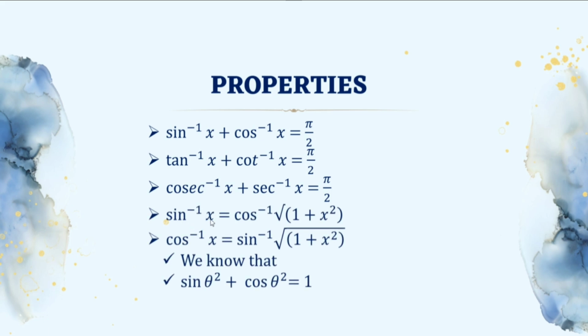So sine inverse of x is equal to cos inverse of root of 1 minus x square. How do you get this equation? We know that sine square theta plus cos square theta will be equal to 1. When we substitute that value over here, we get sine inverse of x, that is, that square becomes root over here, cos inverse of root of 1 minus x square. That's how we get this equation, and we get this equation too.